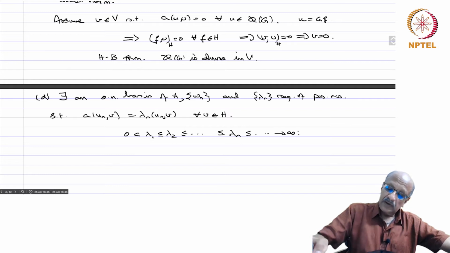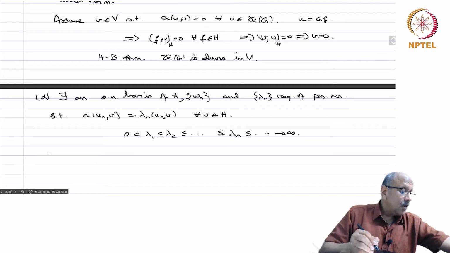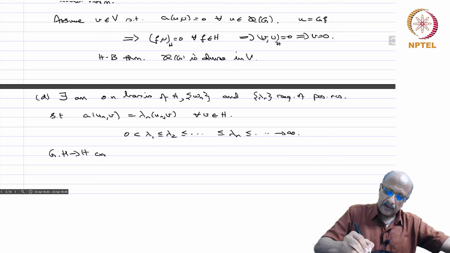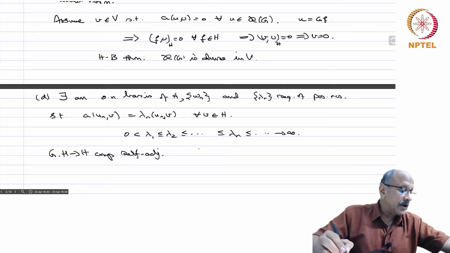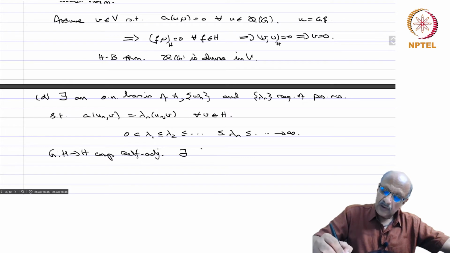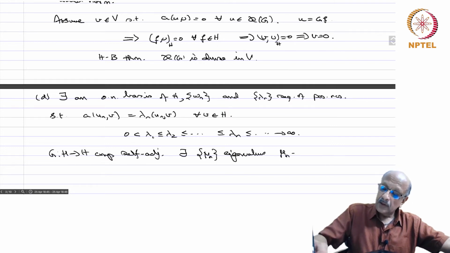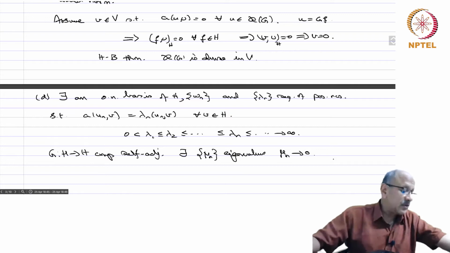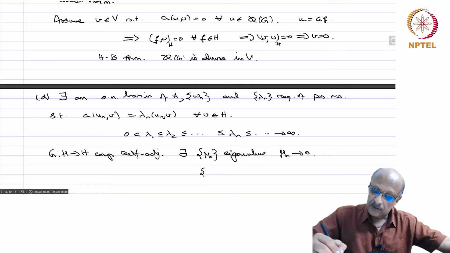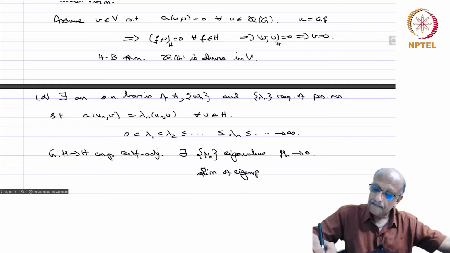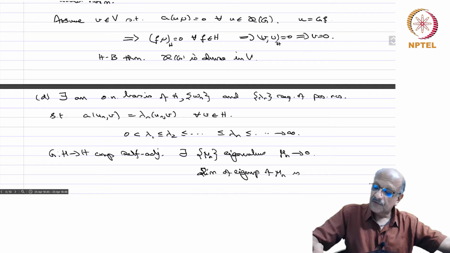tending to infinity. So G from H to H is a compact self-adjoint bounded linear operator. So there exist mu_n eigenvalues and mu_n goes to 0. Okay, so the sequence of eigenvalues and the dimension of the eigenspace of mu_n is finite.